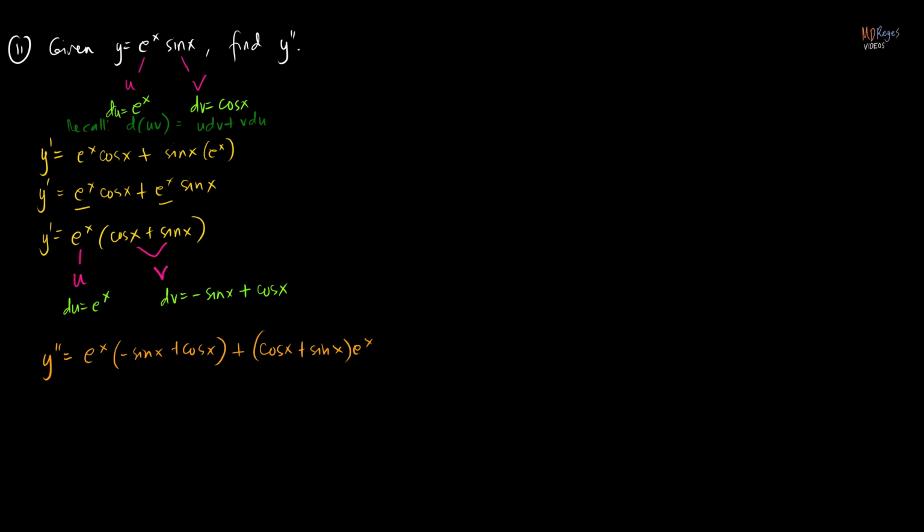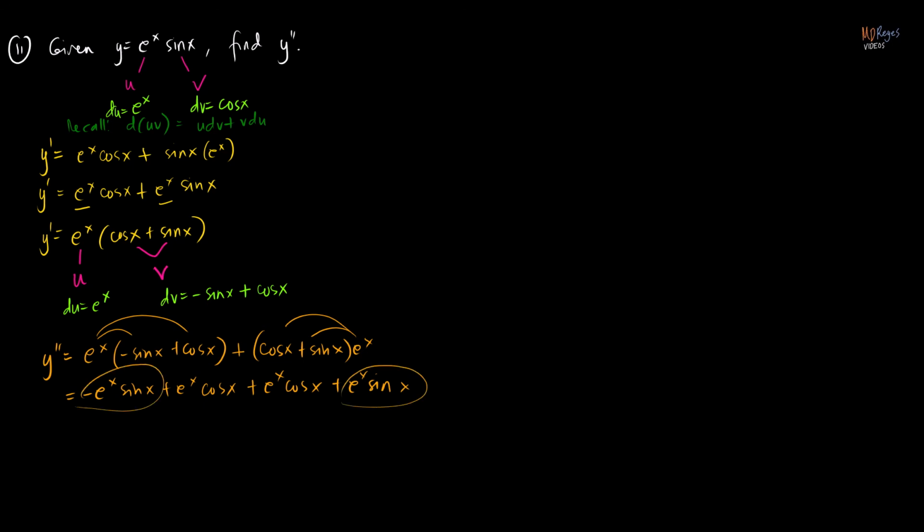Okay. So to combine like terms, you have to remove all the grouping symbols. So distribute e to the x inside the parentheses. We'll have negative e to the x sine x plus e to the x cosine x, plus e to the x cosine x plus e to the x sine x. So combining these two, we'll get a 0. And then combining the other two terms, we'll have 2 e to the x cosine of x. This is the second derivative of y with respect to x.